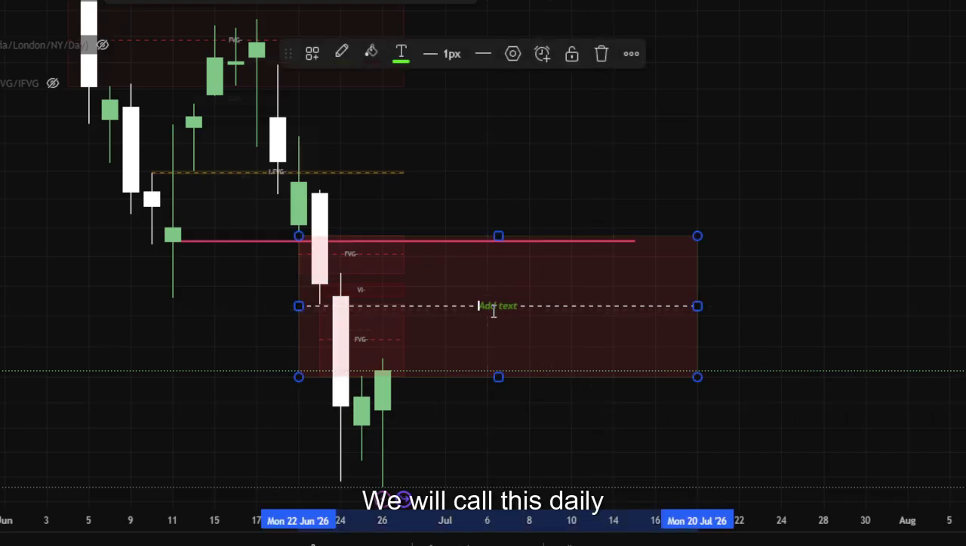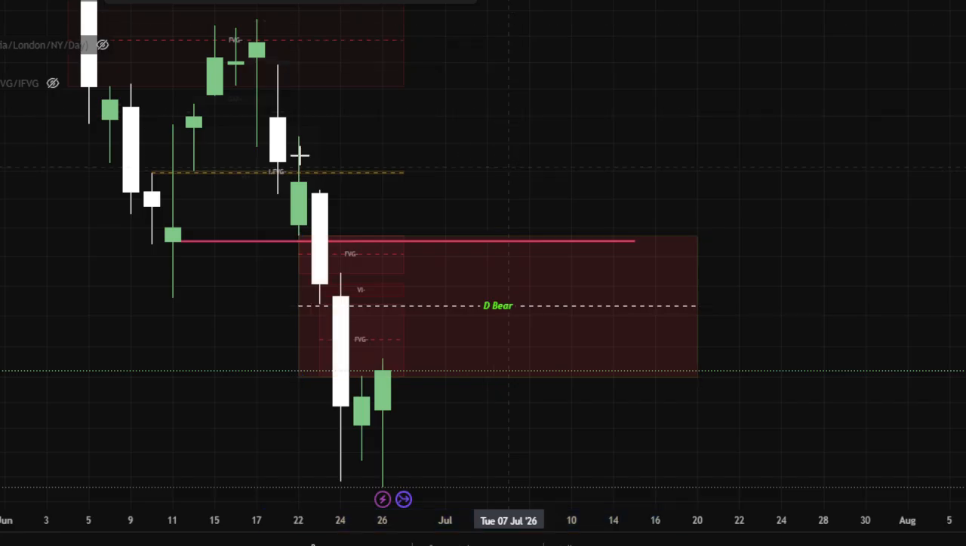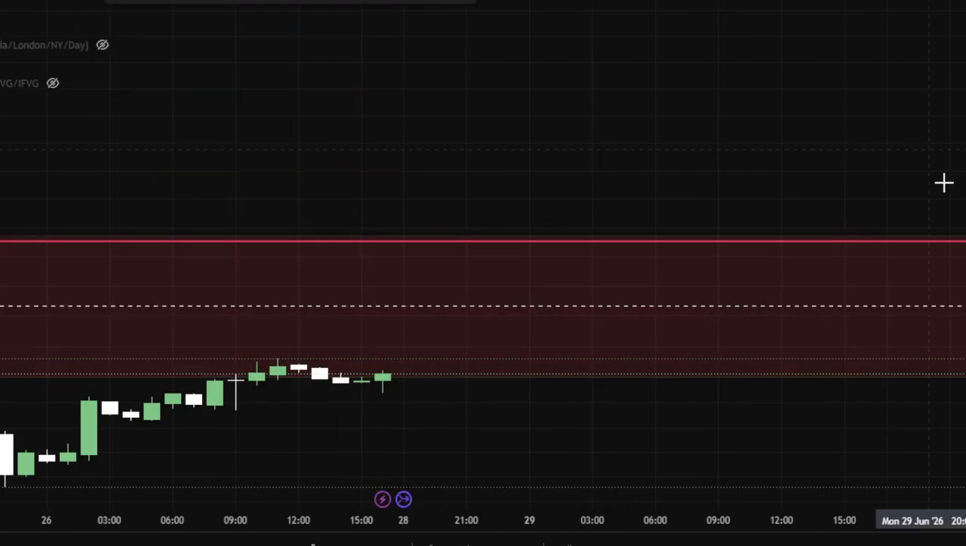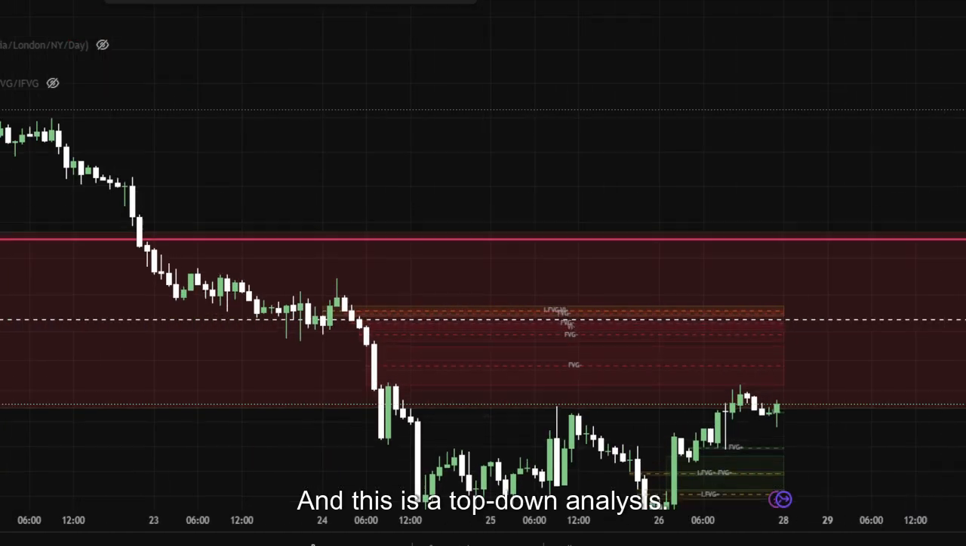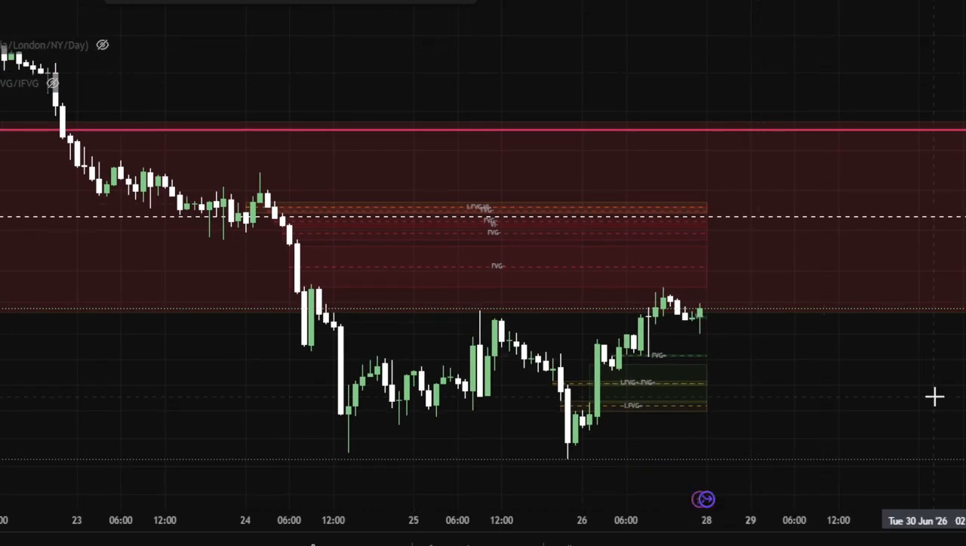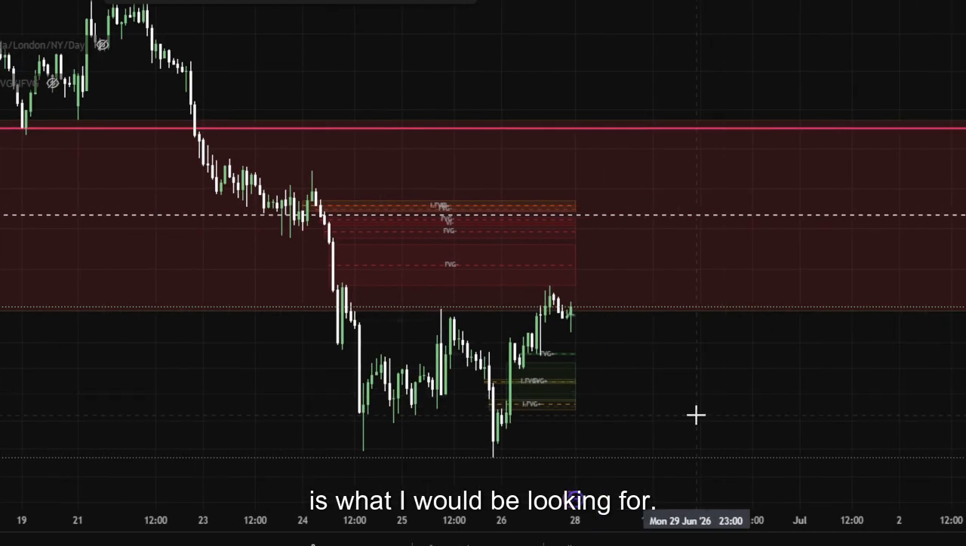We will call this daily bear. All right. We also have that continuation. So now let's go down. Daily goes with the hour. And this is a top-down analysis. So we're doing a top-down analysis. This is what I would be looking for.